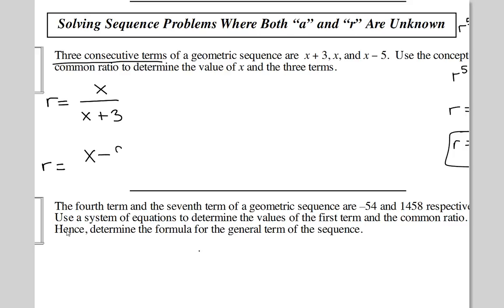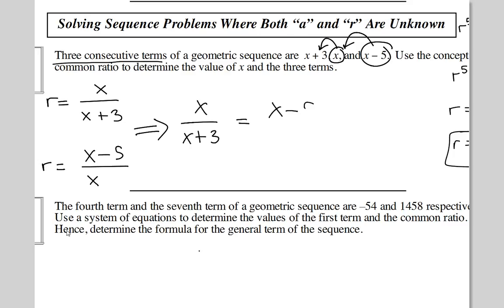Good. X minus 5 over x, right? So the second term dividing the first term, or the third term dividing the second. Because they both equal R. If they both equal the R, what do they equal for themselves? What does this tell us logically? If they both equal R, they equal each other. And right now I'm scared. You guys scared? Or are we confident?